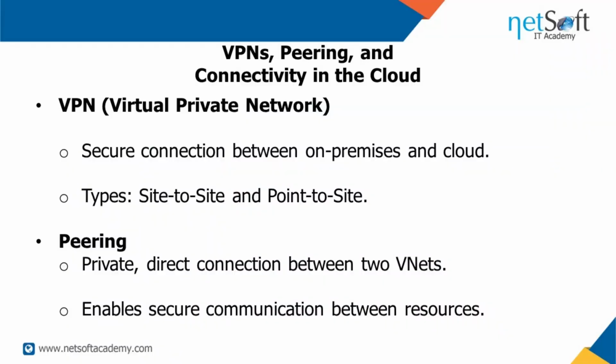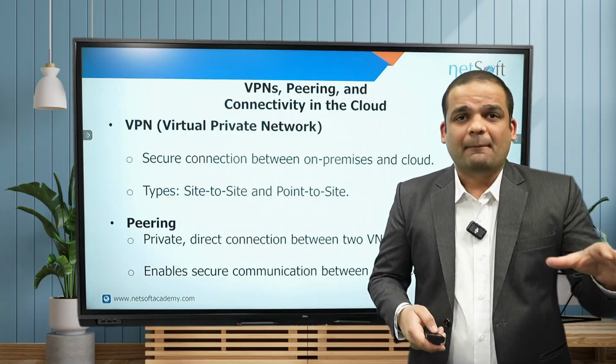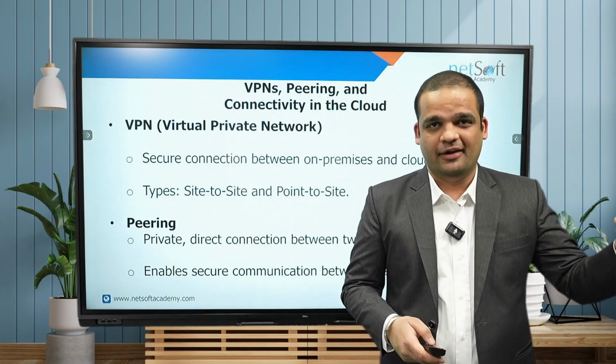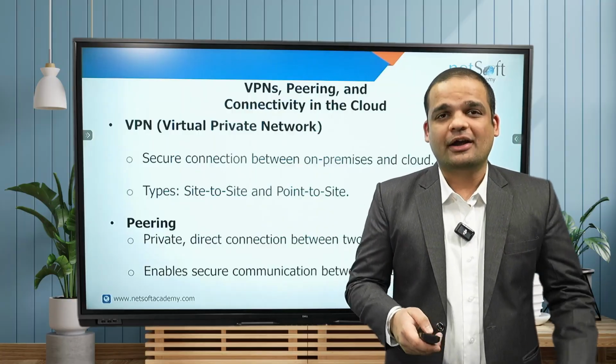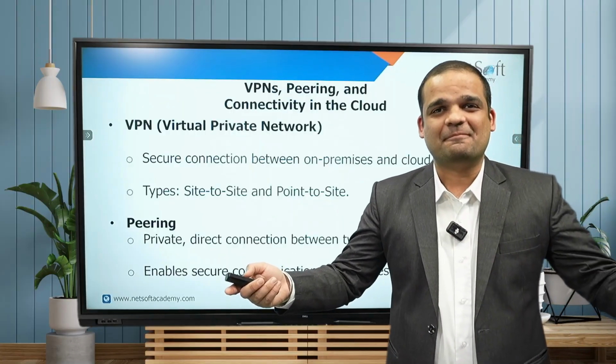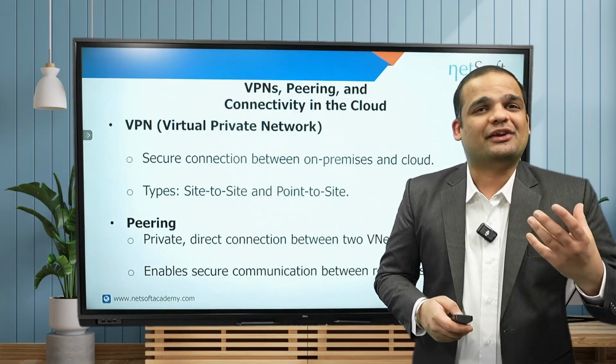Now let's move to peering. Again, a great feature given by Azure. Peering creates a private and direct connection between two VNets, enabling secure communication between resources in different networks. But unlike a VPN, peering doesn't use the public internet. It uses the Microsoft network backbone. Yes, Microsoft has its own network channels. Literally, they have cables under the sea. Now, this improves security and performance.